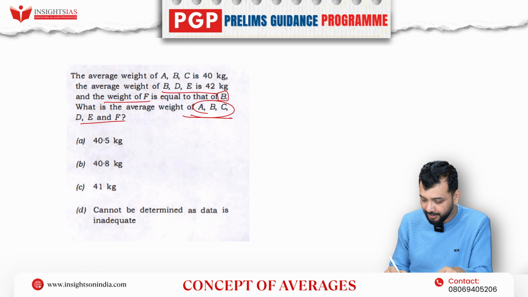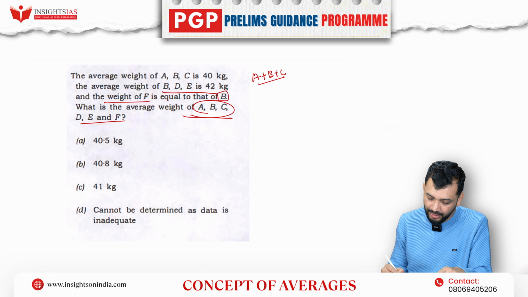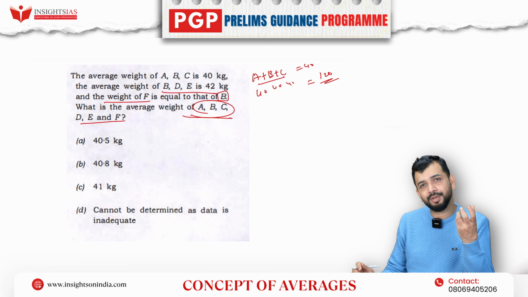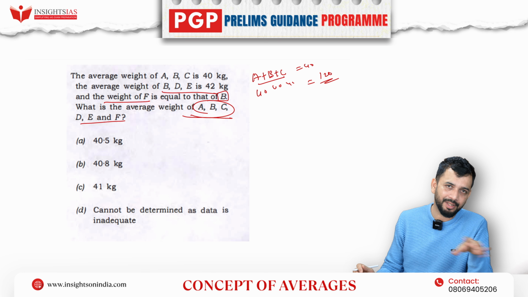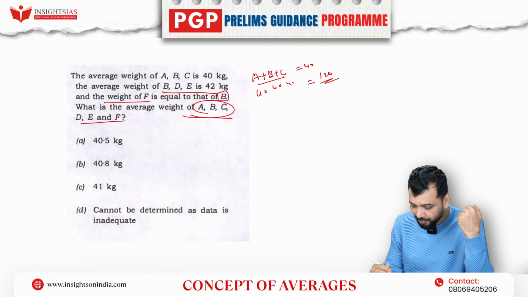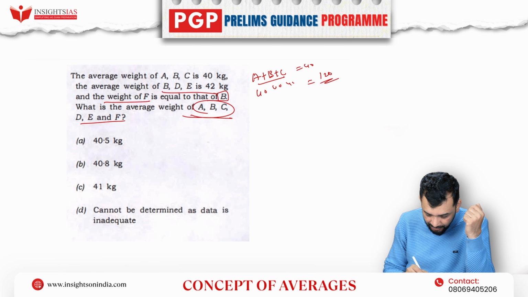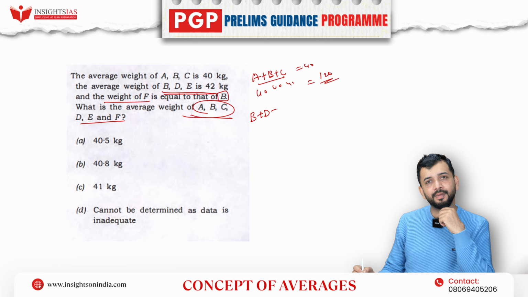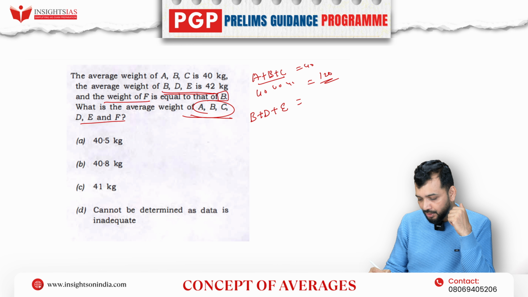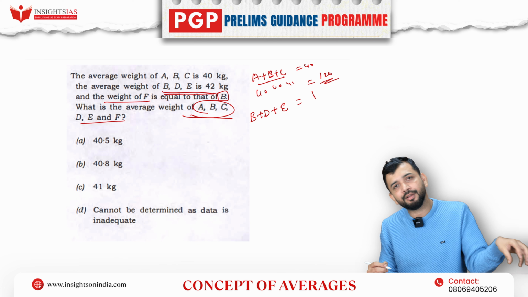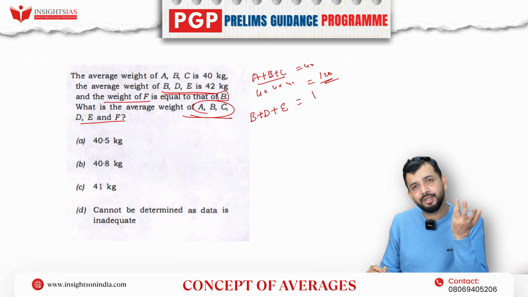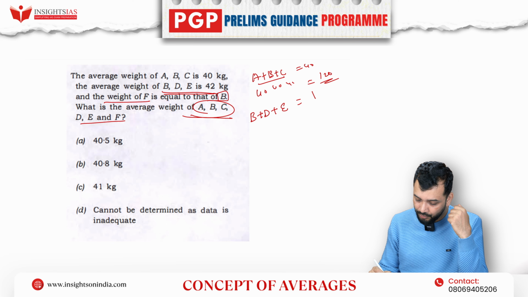First, I have A, B, C, and they have told that the average is 40. So can I say that if I replace all with 40, then the total will be 120, right? Because if I replace all the weights individually by the average, I don't need to know the weights, and the total remains the same. So A plus B plus C is how much? 120. Similarly, they have told B, D, E. B plus D plus E, how much will the total be? If the average is 42, and I replace all of them by 42, then the total will be 42 into 3, that is 126.